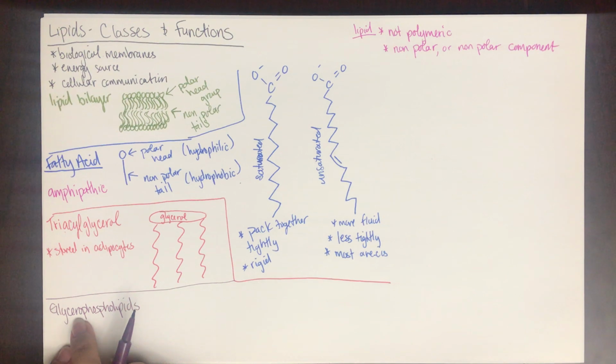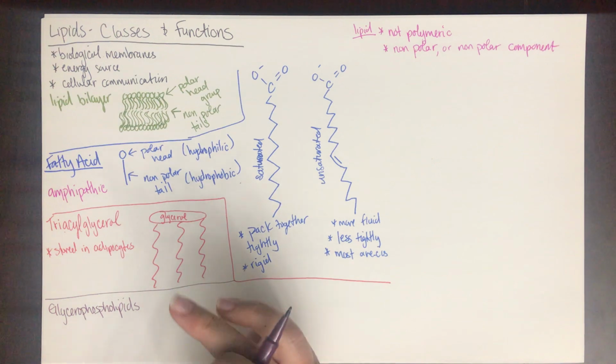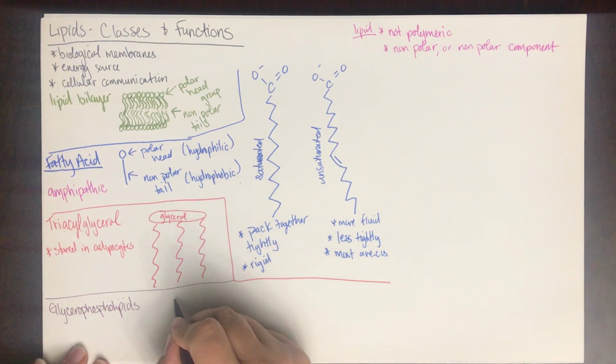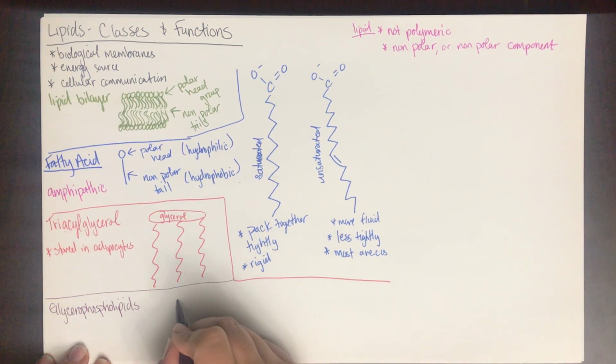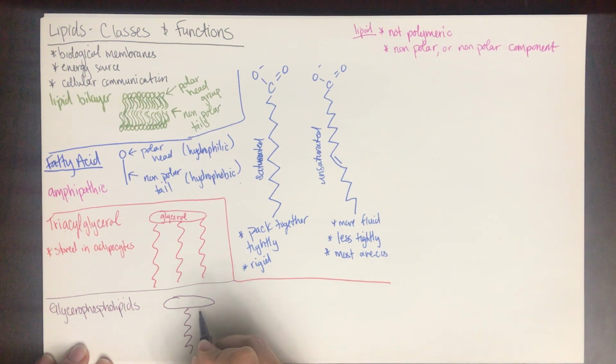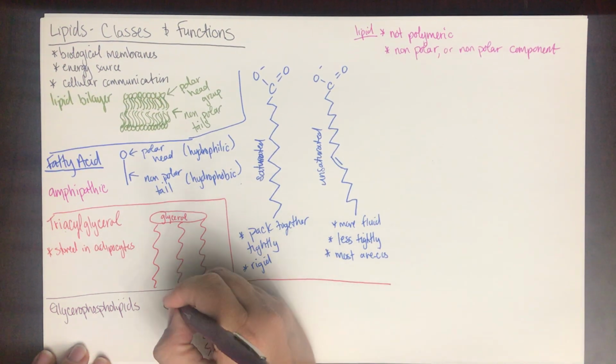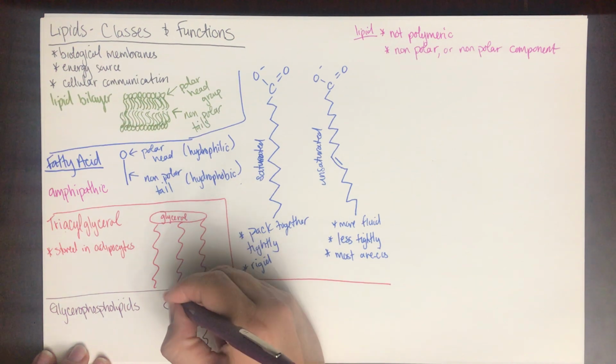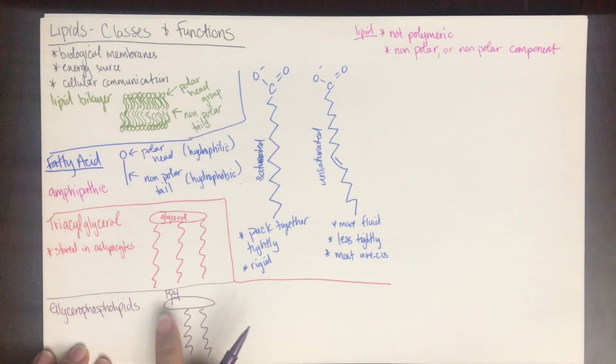Glycero means there's still a glycerol. Phospho means there's a phosphate group. Lipid. So these can vary. Usually what a glycerophospholipid looks like is you have the glycerol. Instead of having 3 fatty acid chains, you usually have 2 fatty acid chains, and then you'll usually have a phosphate group on this side.